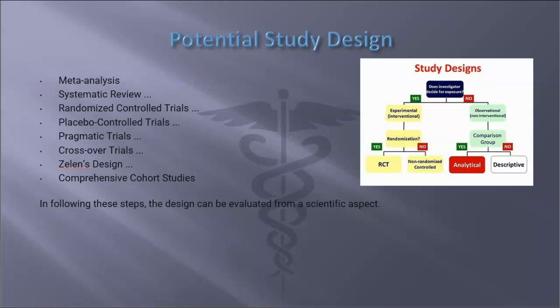Potential study designs. There are ones that come all together, I have a nice picture to the right, and it goes from the top to the bottom. Meta-analysis, systematic reviews, randomized controlled trials, because you don't want all the time the same ones. You want to be able to mix it up within that population. Placebo-controlled trials, because you want to make sure that they're not just thinking that it's working when it's really not. Pragmatic trials, crossover trials, Zelen designs, and comprehensive cohort studies.